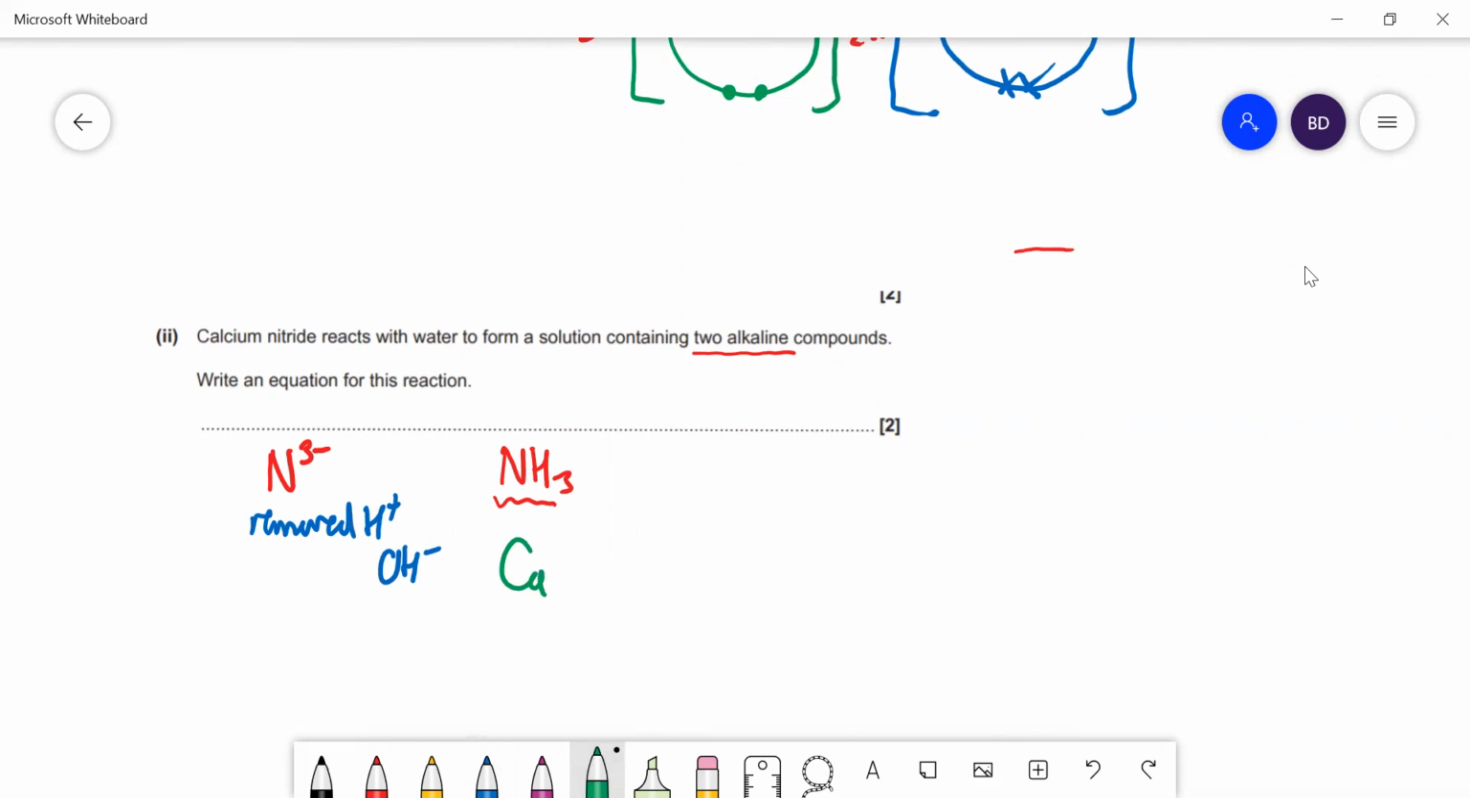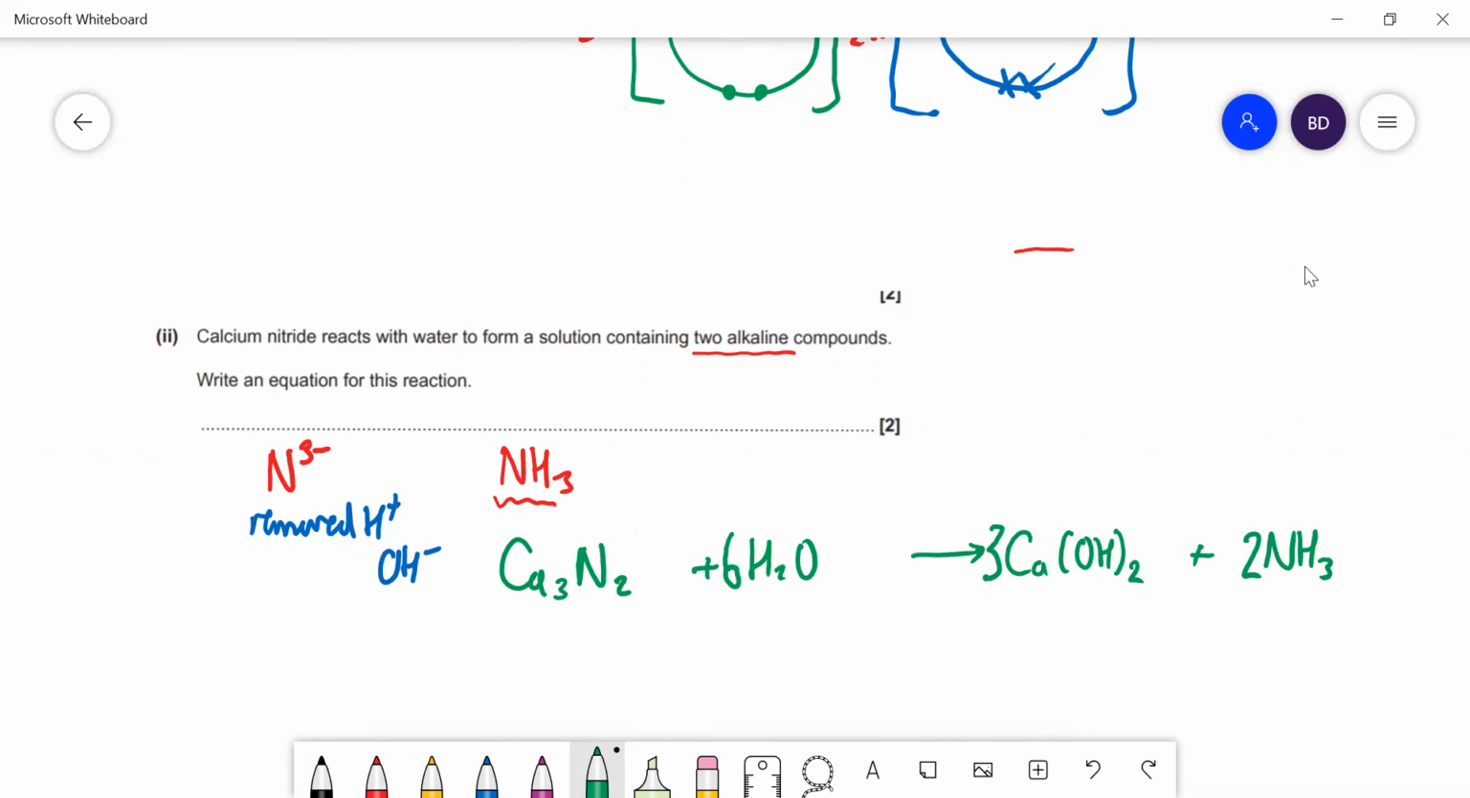So you want to have calcium nitride, which is Ca3N2, plus water. It's going to form calcium hydroxide, which has that formula because calcium is a 2 plus ion, and you're going to form ammonia, which is NH3. You're going to form 2 ammonias, and we're going to have to form 3 of those. So that means we need a total of 6 oxygens, so we need 6 water molecules.